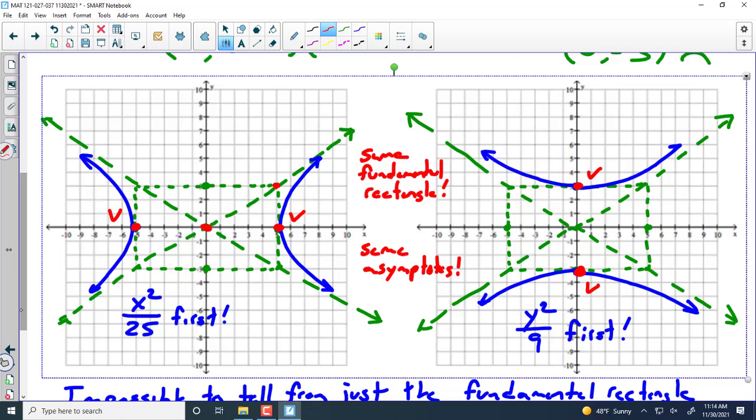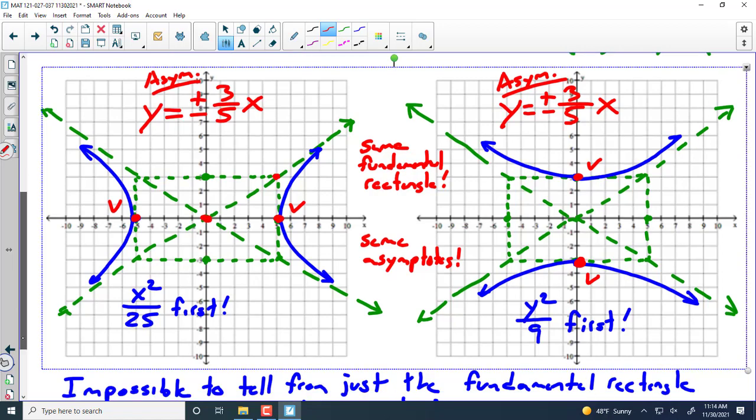Up how many? 3. Over how many? 5. The asymptotes are plus or minus 3 over 5x. Those are your asymptotes. Are we getting them? Up and over.